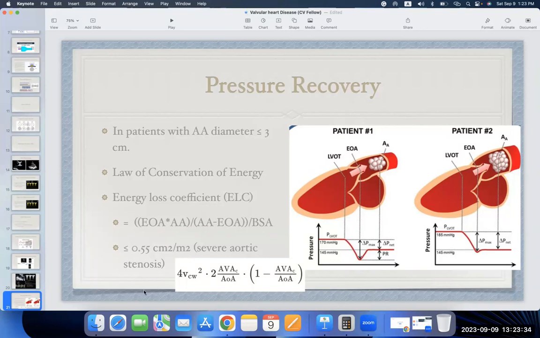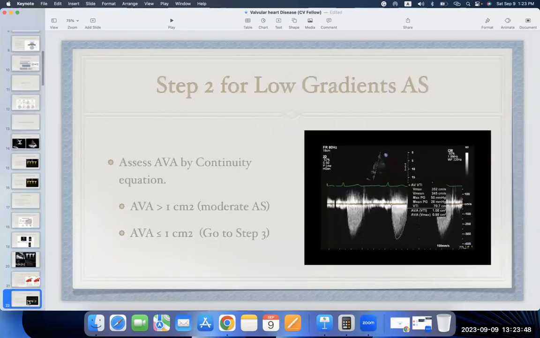And if you get 0.55 centimeters squared or less, then you will say that the patient has real severe aortic stenosis. So these are the patients who have real severe aortic stenosis.